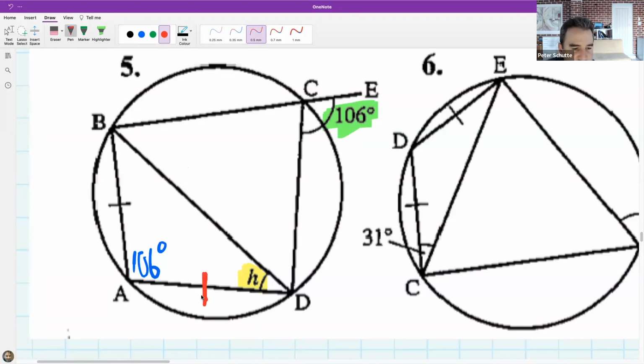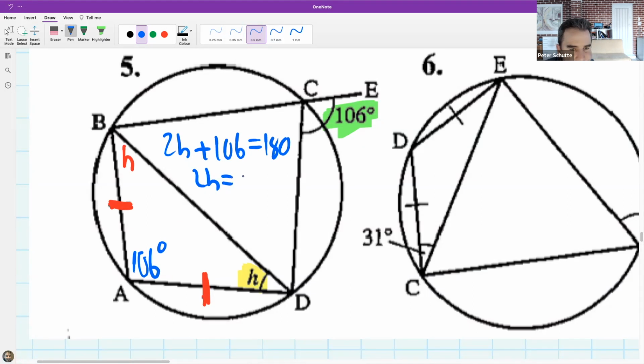You see, you spotted this. This seems important. What does this give you? It means that H and the angle at B are equal. So you know both of these are H. Isosceles triangle. And then the sum of interior angles of a triangle is equal to 180. So you're saying 2H plus 106 is 180. Yep. And then 2H is equal to 180 minus 106. So that's 74. And what was your final answer?